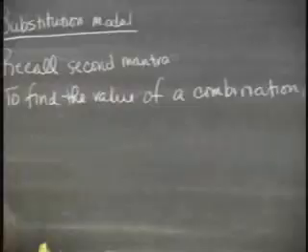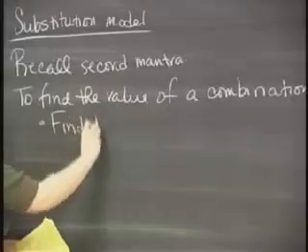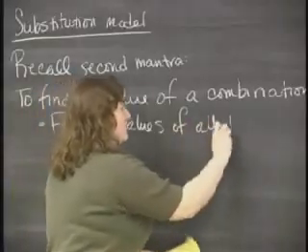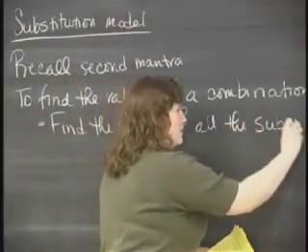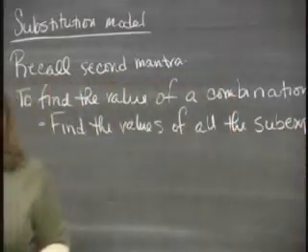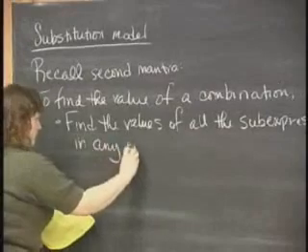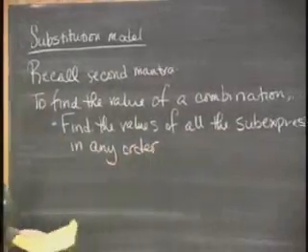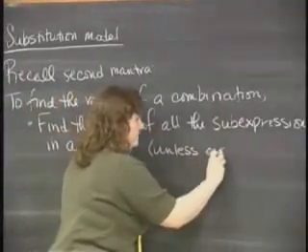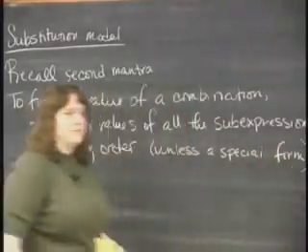Okay, what's the first thing we do? Find the value of a combination. Right. Find the values of the sub-expressions. How do we find these values? Right to left, left to right, randomly? Any order. With modification, unless it's a special form. As you recall, special forms have special rules. Okay.